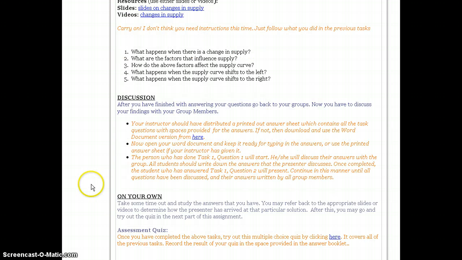Then the students are told what to do next. They are to go into their groups and discuss their findings with each other. They are also given a short quiz which they can either do in their own time or you can help them do in the class.